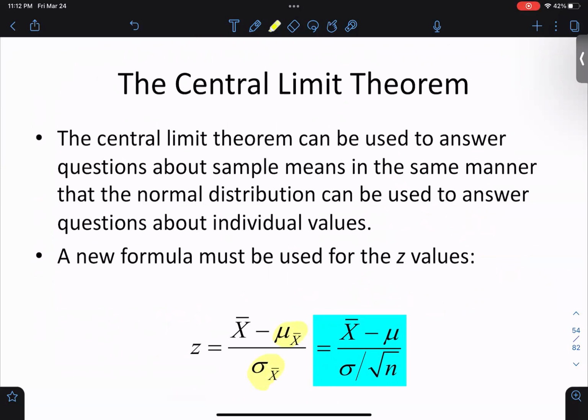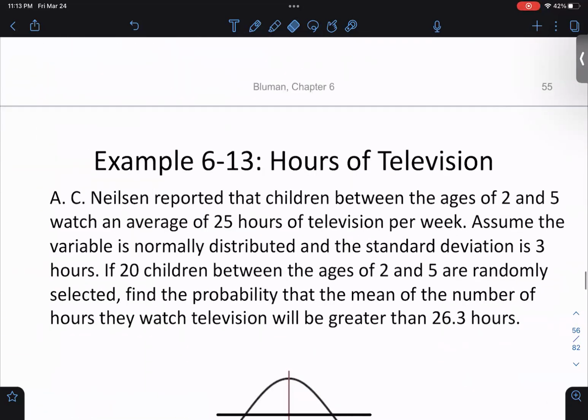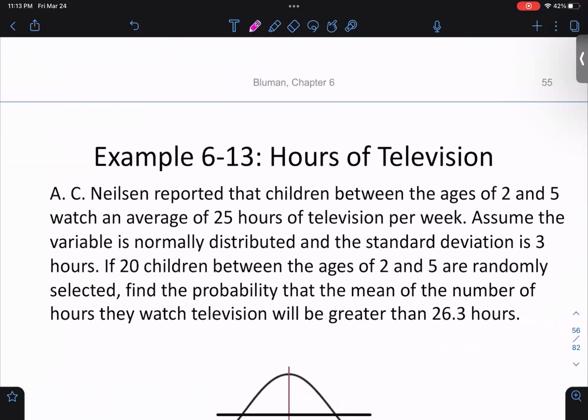The mean of the sampling distribution approaches the population mean, so it is the same, and the standard deviation of the sampling distribution is sigma over the square root of n. Now, let's see how we can use that new formula.